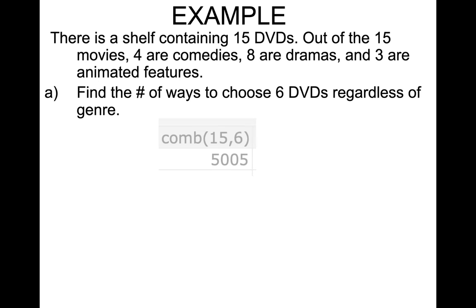So there are 15 DVDs total, and I want to choose 6. So when I go to StatCrunch, I want to do that. There are 15 DVDs total, and I don't care about the genres. And I want to choose 6 at random. So 15, 6. And you can see if I do that in StatCrunch, I get an answer of 5,005. So that tells me that if I don't care about the genre, there are 5,005 different ways I can select 6 DVDs from a group of 15.